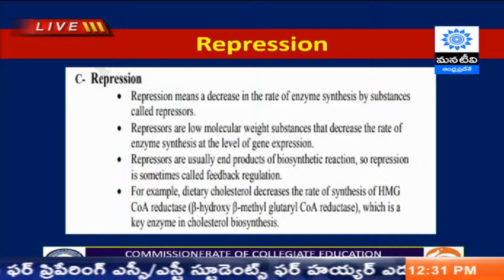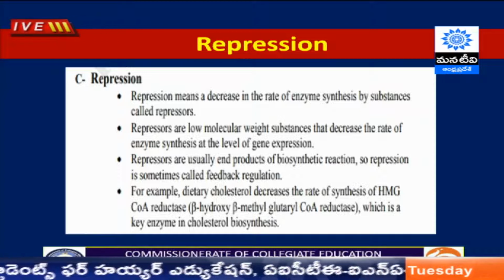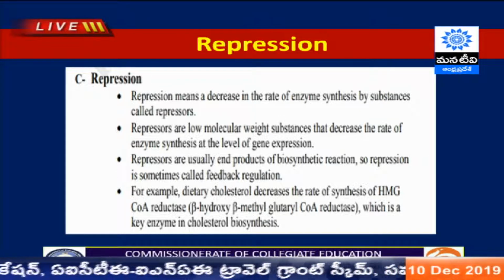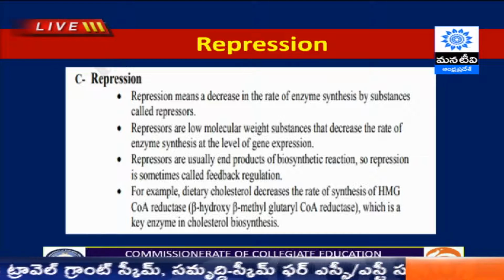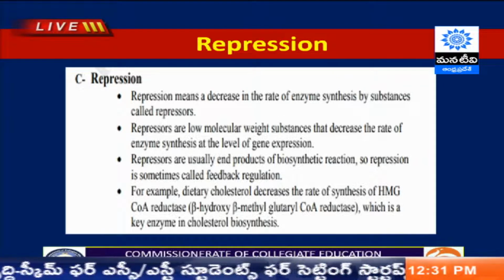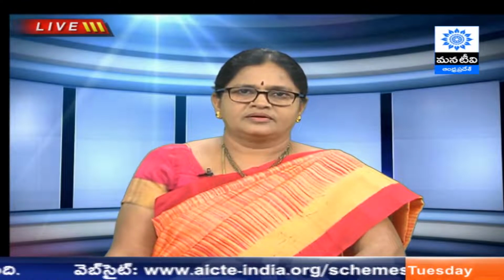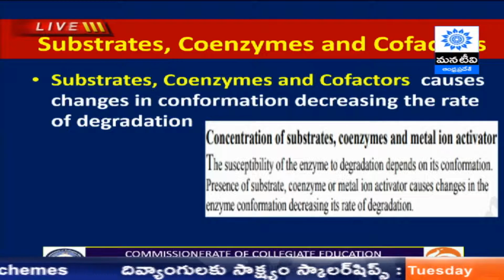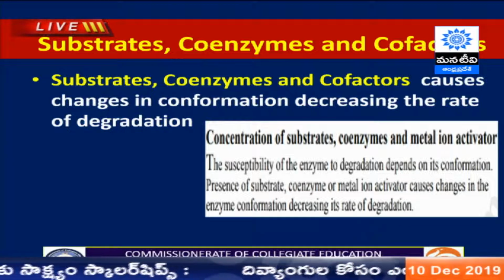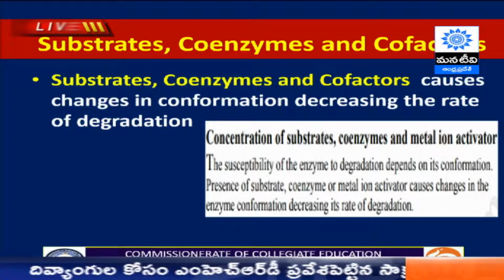For example, take dietary cholesterol, which decreases the synthesis of HMG-CoA reductase. HMG-CoA reductase, beta-hydroxy beta-methylglutaryl-CoA reductase, is the key enzyme in cholesterol synthesis. So, if you take additional cholesterol in the food, it affects the main key enzyme in cholesterol synthesis. So, this is the repression process. The other factor affecting the control of the quantity of the enzyme is that substances like substrates, coenzymes and cofactors also change the conformation of the enzymes, decreasing the rates of degradation.